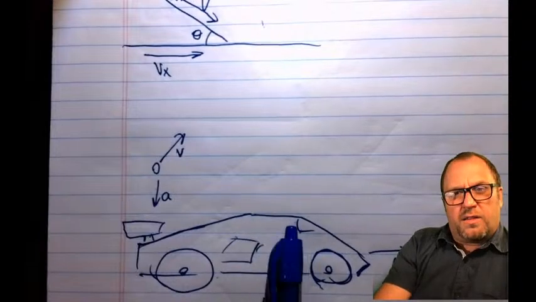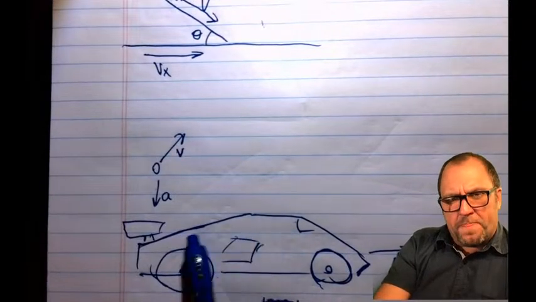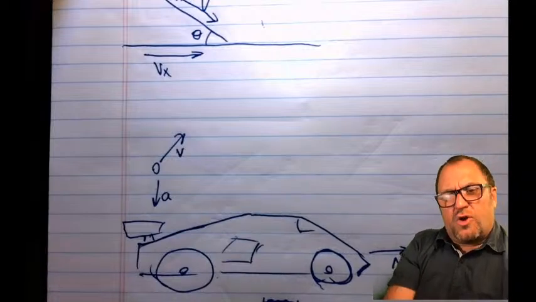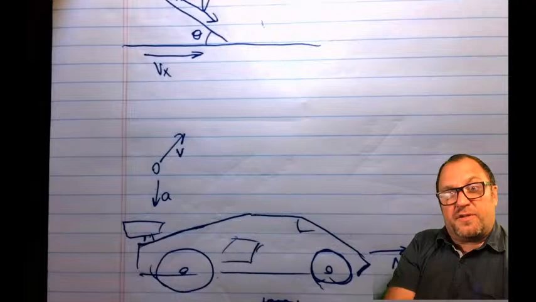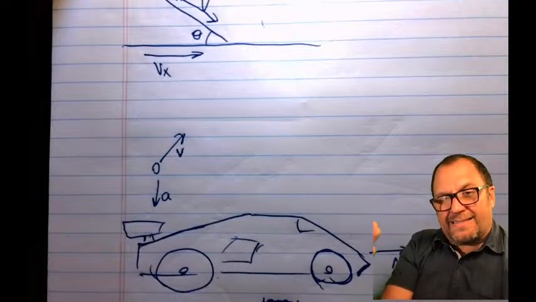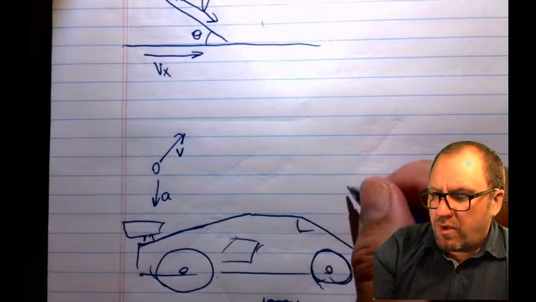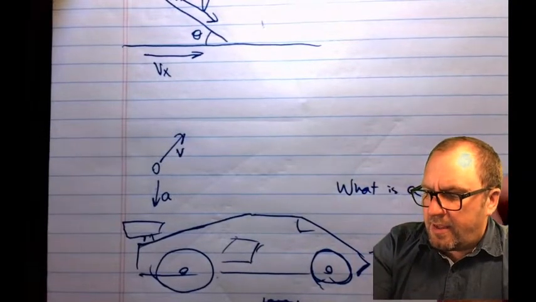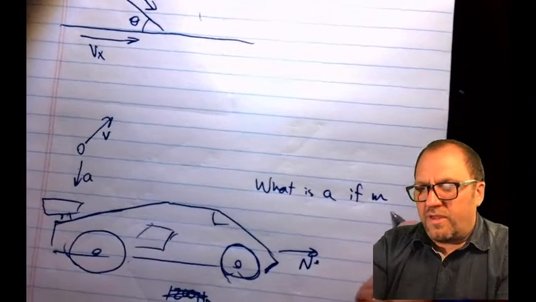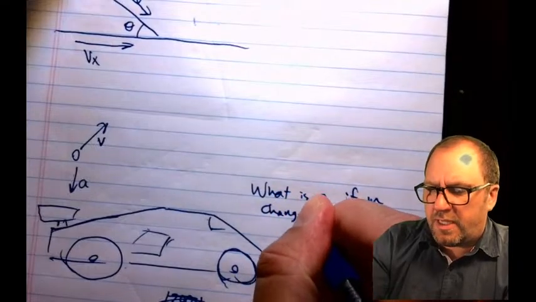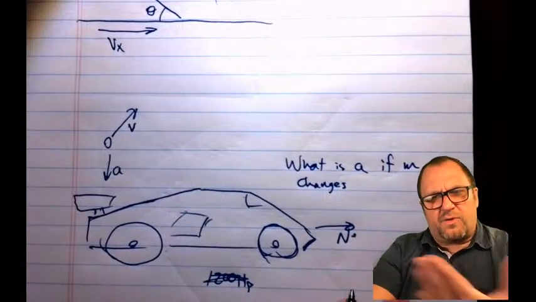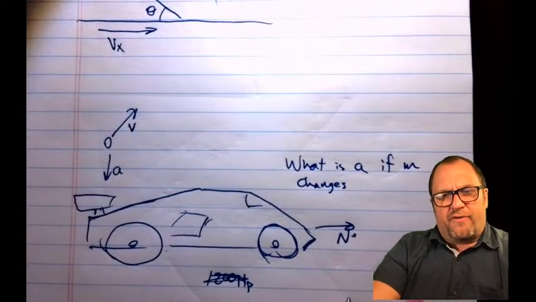So the Lamborghini driver gets in. He accelerates at a certain rate. Then he picks up a passenger. What is the new acceleration of the Lamborghini once the mass has changed? So what is A if M changes? Because once we add some mass in there, the acceleration is going to be different. Now we have more mass.